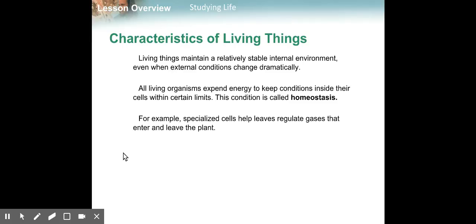Living things maintain a relatively stable internal environment, even when external conditions change dramatically. So that's called homeostasis. Usually, living things have to use energy to keep that happening, but it's very important. If the pH of our blood changes a lot, if the amount of oxygen in our blood changes a lot, if the temperature in our blood changes a lot, it's going to be a big problem. Probably going to be in a hospital or dead. We don't want that to happen. So our body is set up to make sure those things, for the most part, stay in the range they're supposed to be.